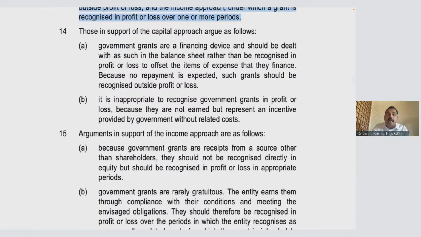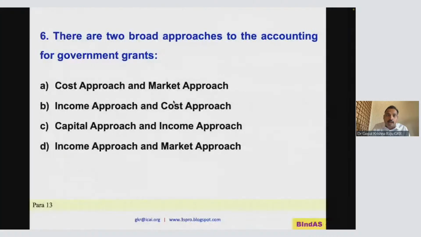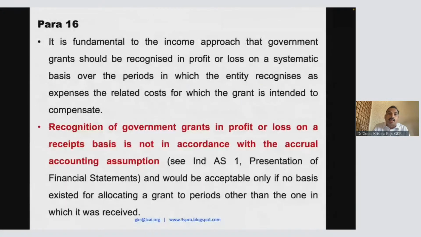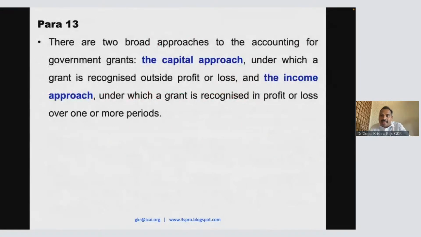So let me take you to certain questions here. Which are the two broad approaches? Cost and market, wrong. Income approach, cost approach. Capital approach, income approach. See, market approach, there is nothing called market approach. So ignore that. A, market approach, gone. And B and C. Income approach, cost approach. Capital approach, income approach. There is no word called cost approach. Okay. So this is 13. So you have only capital approach and income approach. There is no cost approach or market approach.